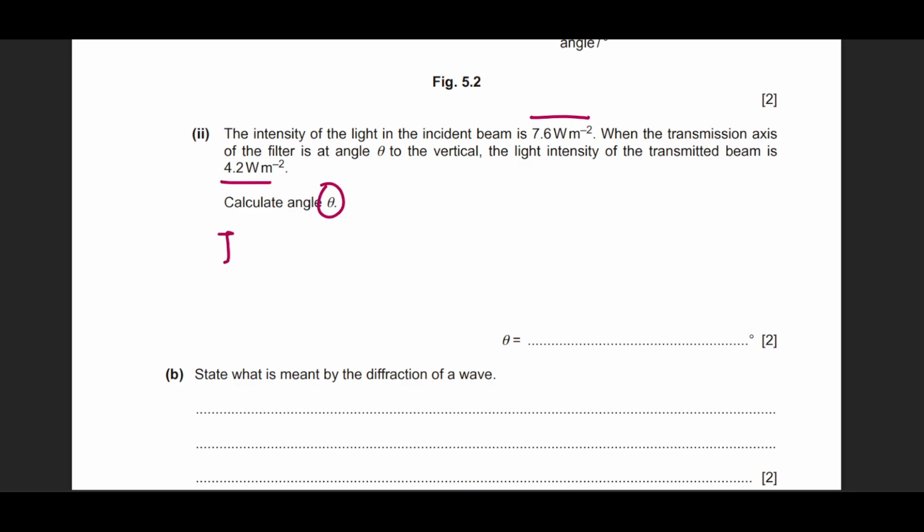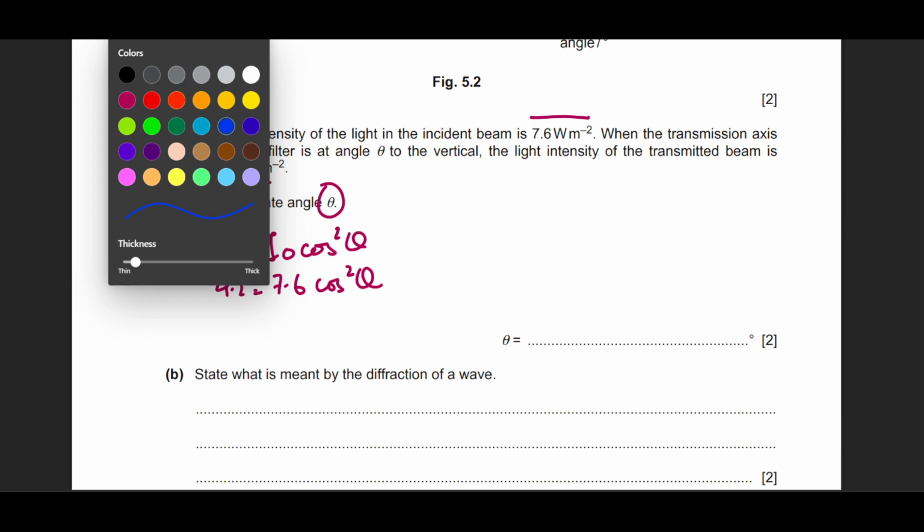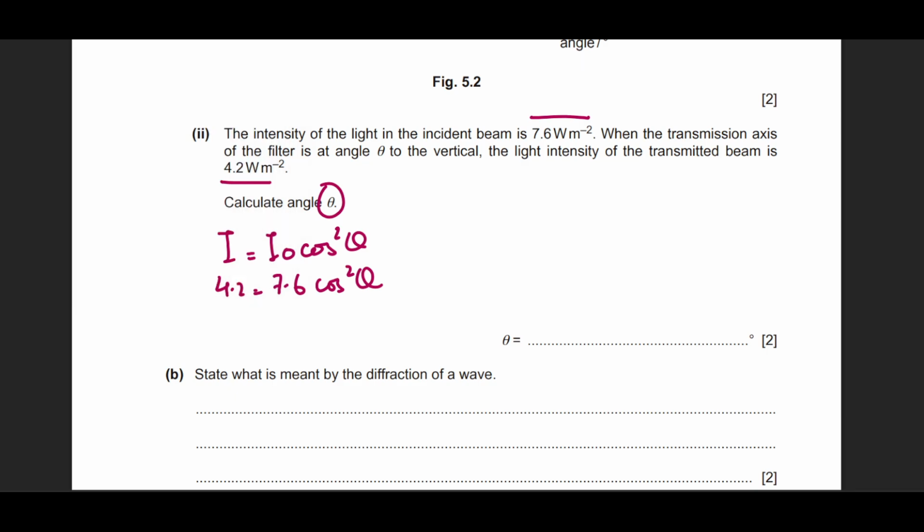Very straightforward question. So I equals I naught cos squared theta, always mention the formula. So this is 4.2. The initial intensity is 7.6. Cos squared of theta we don't know. And one mathematical mistake that you will make over here is that, for God's sake, please first take this over there and divide, whatever answer you may get. Okay, so let me solve it for you.